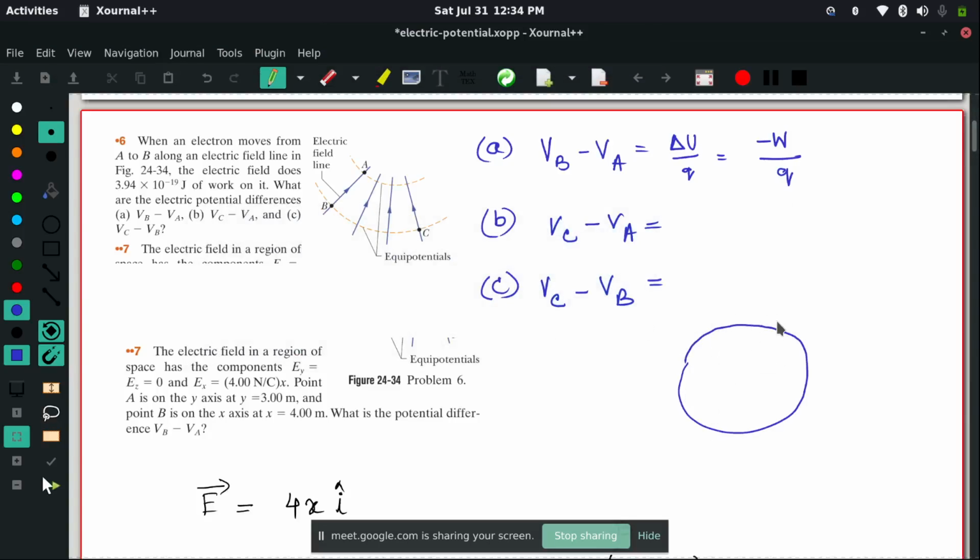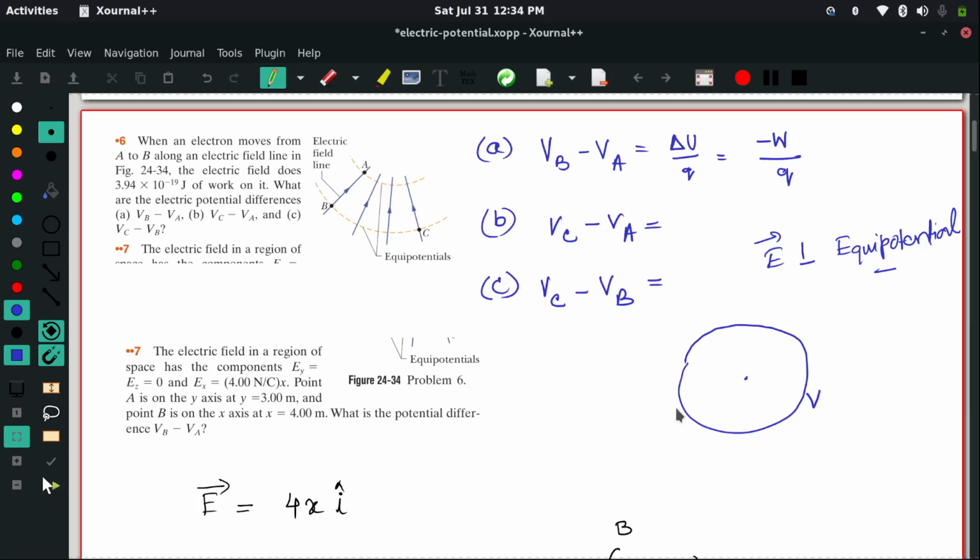So I was talking about why the electric field is always perpendicular to the equipotential. Let's say this is some equipotential, so on this surface the potential is some constant value. Now let's say there is a positive charge, and I am moving that positive charge slightly along this curve. This small distance I call my dl vector.